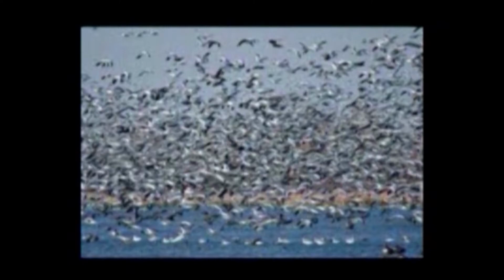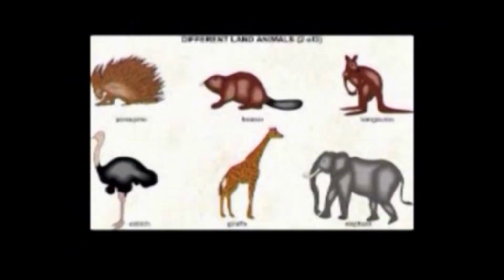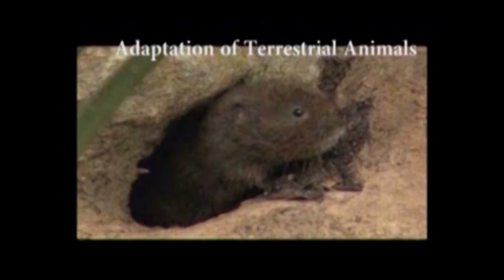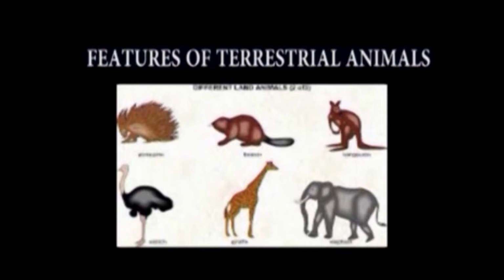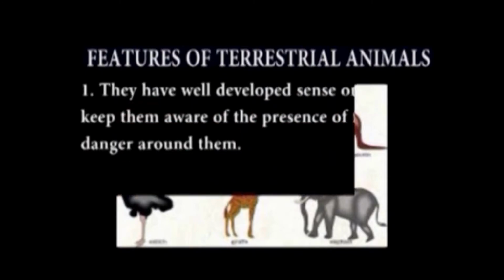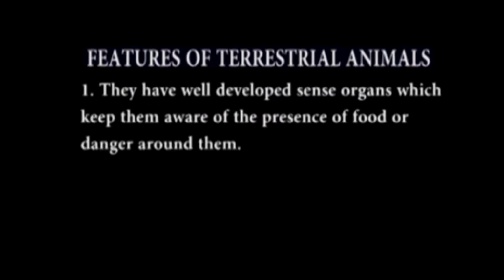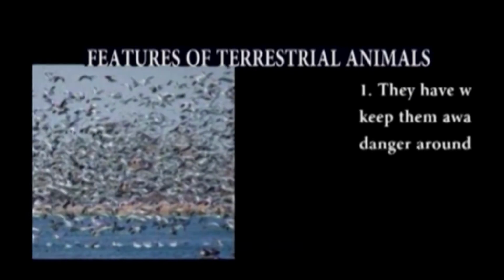Now, what do terrestrial animals have in common that enable them to adapt to terrestrial life? Adaptation of terrestrial animals. Most terrestrial animals that live on land share the following features or characteristics. They have well-developed sense organs which keep them aware of the presence of food or danger around them.